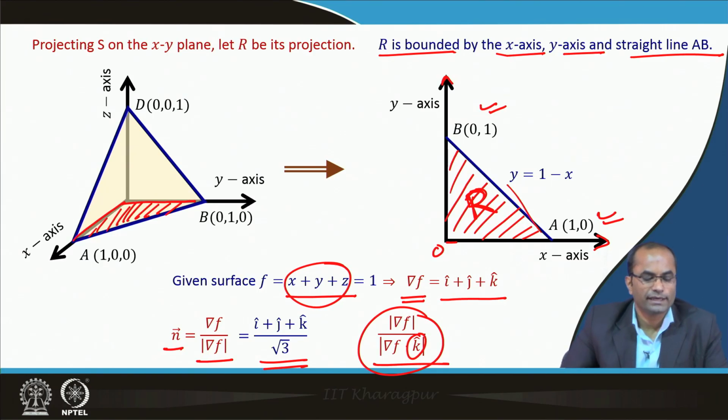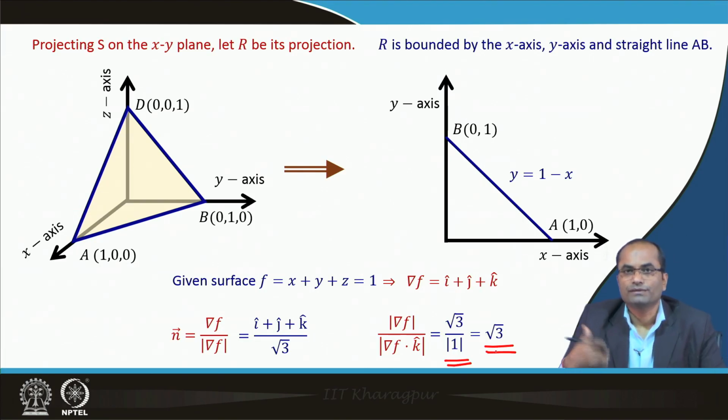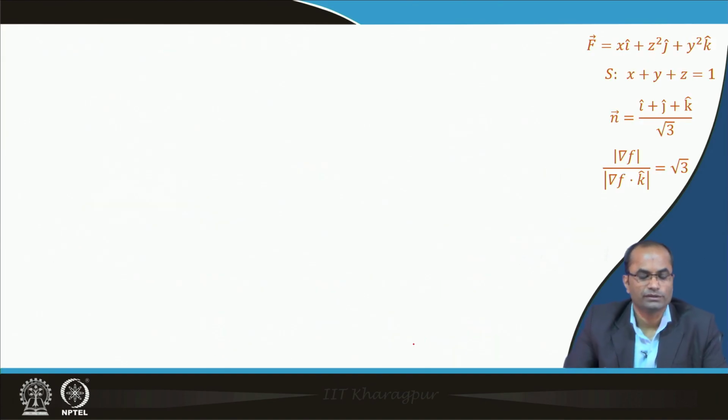Accordingly, we can project on the xz plane or the yz plane, then this normal will change. So, here we get the absolute value of grad f, that is square root 3, and when we do the dot product with this k, it will be just 1 there. So, we have the 1 here. So, that means this is square root 3. So, the factor from surface to area will now be square root 3.